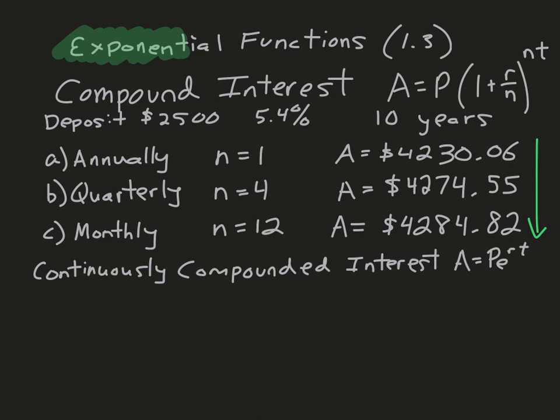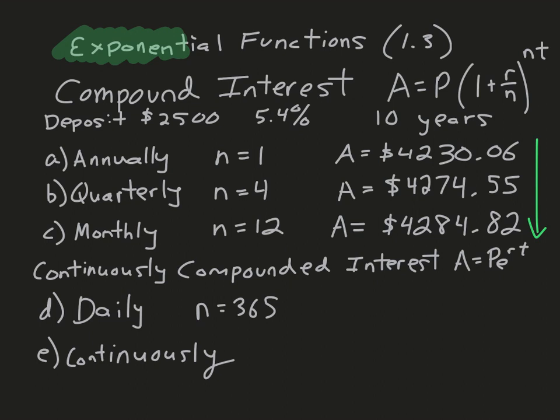Continuously compounded interest uses the Pert formula, which again you guys should recognize. The e in the Pert formula is the number e. And continuously compounded interest is this idea that you are just continuously applying some fraction of the interest rate.